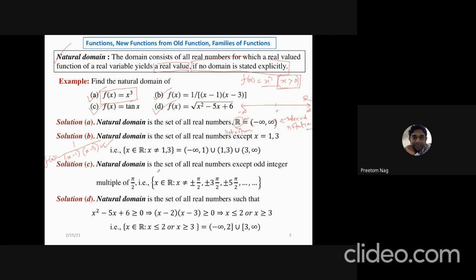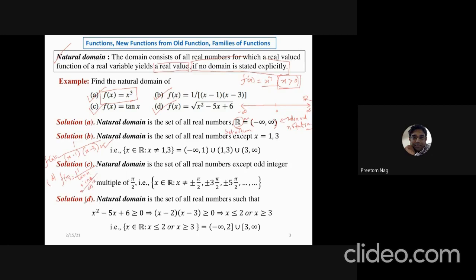Yes, so that is another concept for finding the natural domain. Another one: the natural domain is the set of all real numbers except integer multiples of pi by 2. Which function is this natural domain for? It is for d. So if we look at d, our f of x can be written as tan x, that is, sine x by cos x, right?